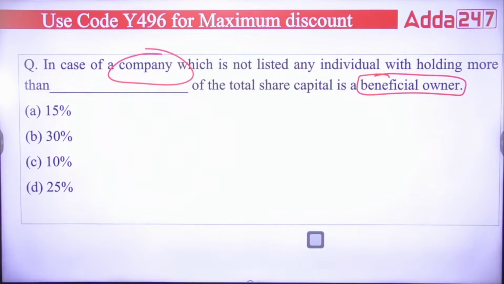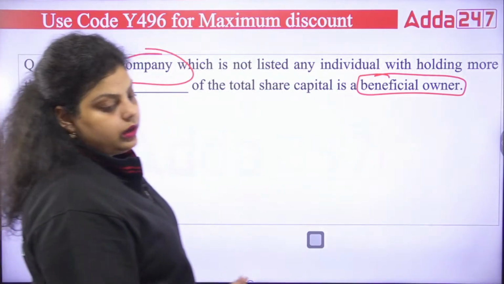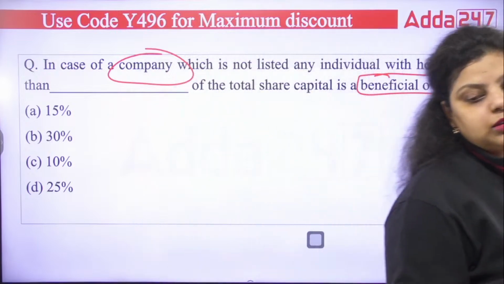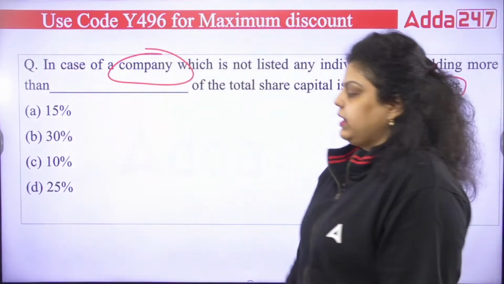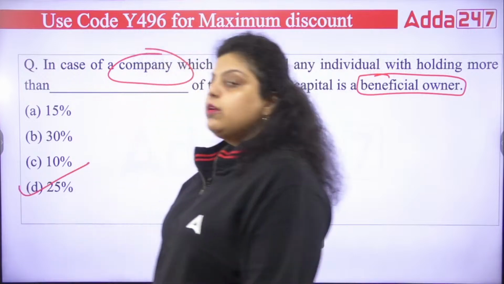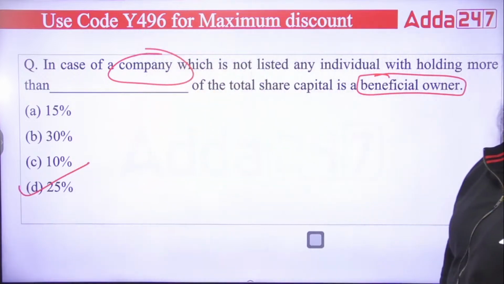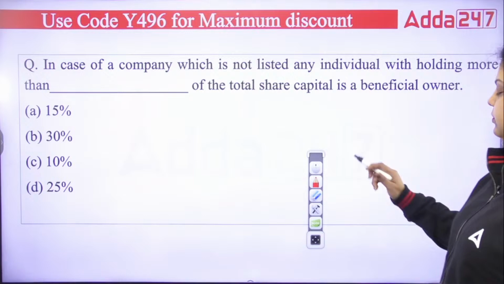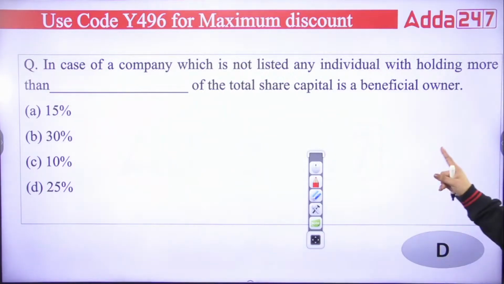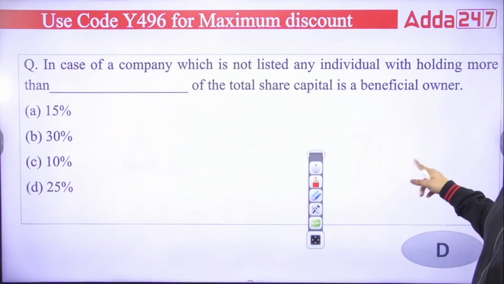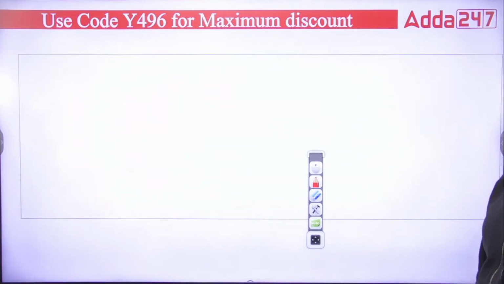15, 30, 10 or 25? A, B, C or D? And the right answer for this question is also D. So the right answer is 25%. A 25% holding is required here. So your right answer will be D. Next. Yes, not listed, it should be 25.